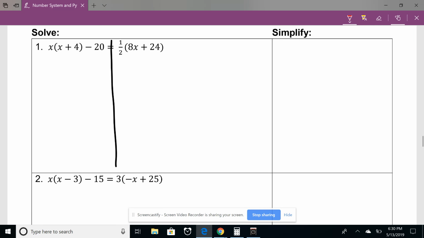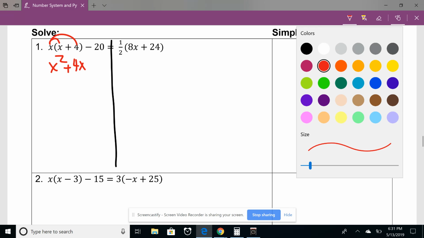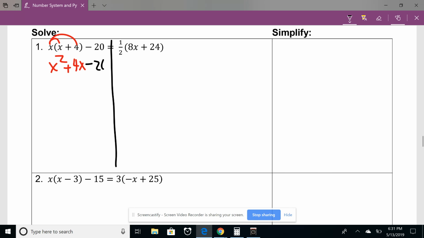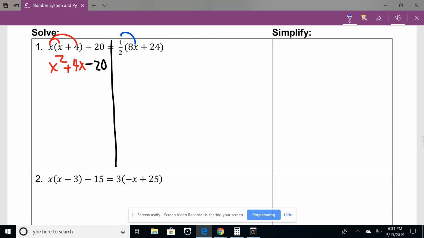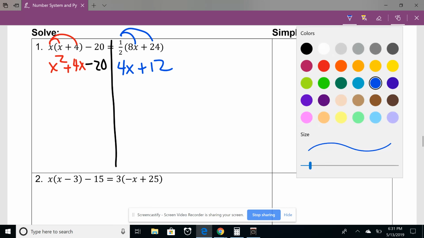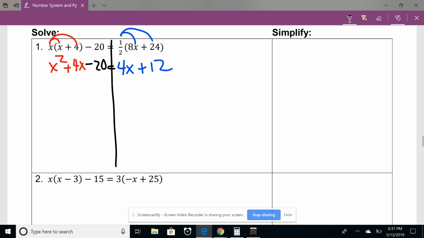On the left side, you're going to distribute the x times x, which is x squared, and the x times 4, which is plus 4x, and bring down the minus 20. Now I can't simplify that any further. There's no like terms. Now let's look at the right side. Again, we have parentheses. Half of 8x is 4x. Half of 24 is 12. Okay, so I have both sides as simple as possible.